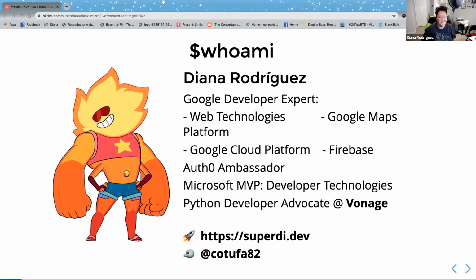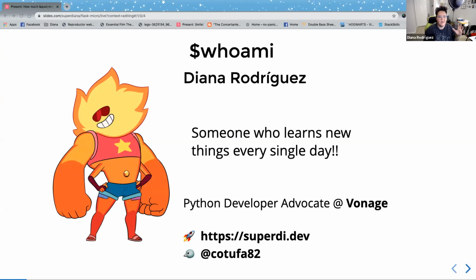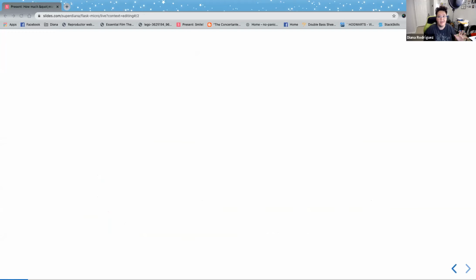I also speak French, not as fluently as I would like to, but I think I can carry a conversation in French. I'm a Python developer advocate at Vonage, and I'm a Microsoft MVP. I'm an Azure ambassador and a lot of things. But the most important part of this is that I am someone who learns new things every single day. So having said that, knowing who am I, or being sure at least who am I, let's talk about who am I not.